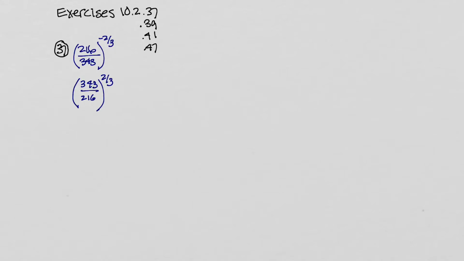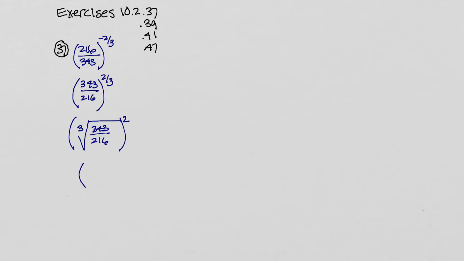And now what we're looking at here is the cube root, right? The bottom number tells us the root. That's the number that goes in the corner. The cube root of this fraction, 343 over 216, and that all gets raised to the numerator, right? The numerator is the power.